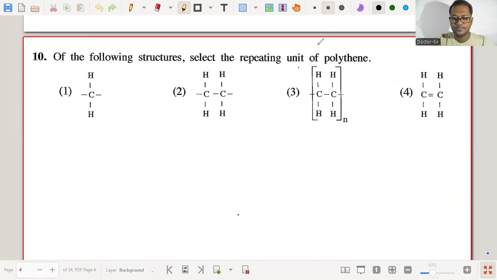You all finished? Do you want additional time? Okay, we will move on to the discussion. What they are asking is the repeating unit of polythene. So they ask about polythene. What is the name that arises in polythene? Polythene is polyethylene.